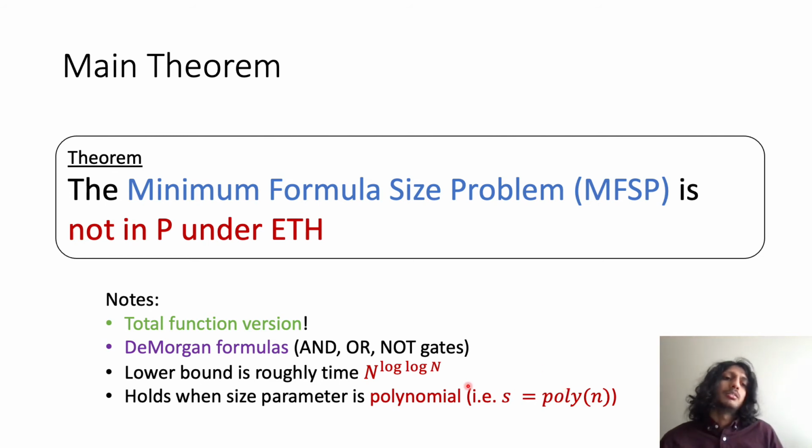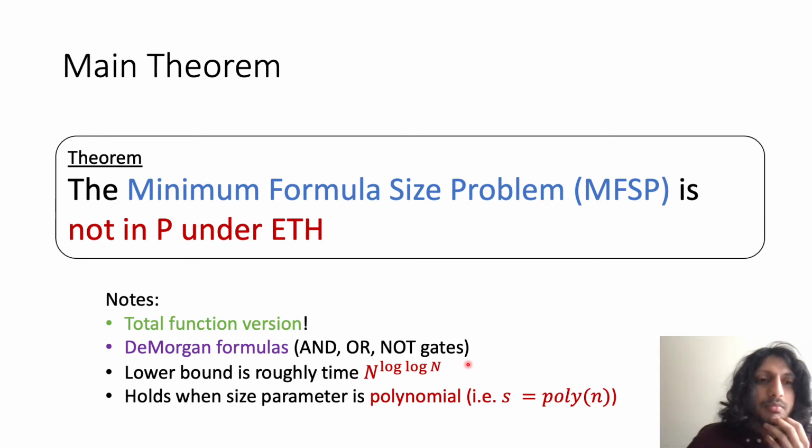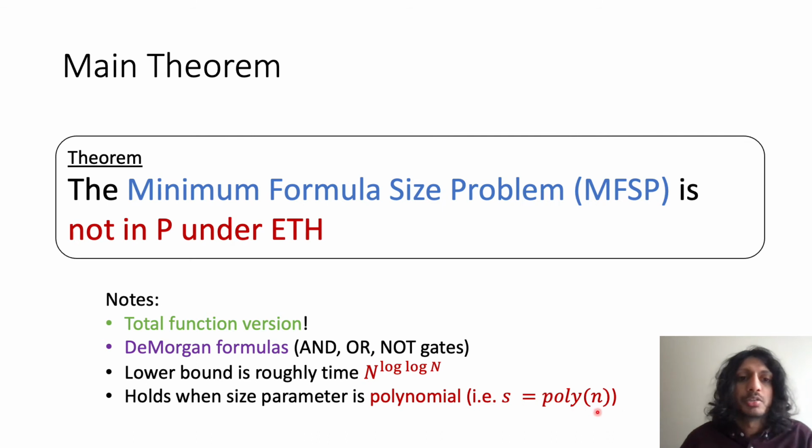And if you look at this, these two lower bounds are not quite optimal. This is the lower bound you'd expect for the brute force algorithm, if the brute force algorithm is optimal. What if the size threshold is linear in n, but we're only able to give that lower bound when the size threshold is polynomial in n? And I'll come back to that later when I talk about open questions. But in summary, we're able to show that the minimum formula size problem, which seems empirically really close to the minimum circuit size problem, is not in P under ETH.